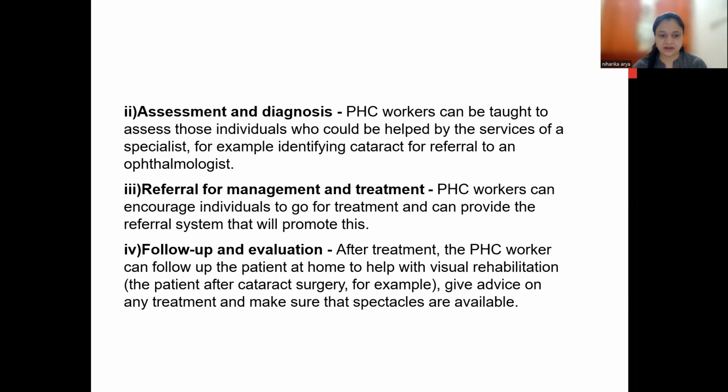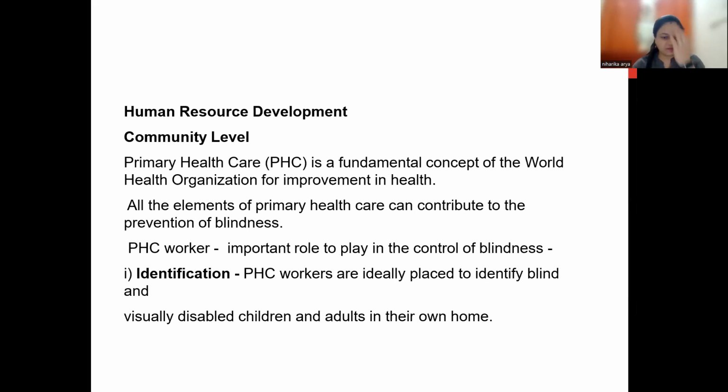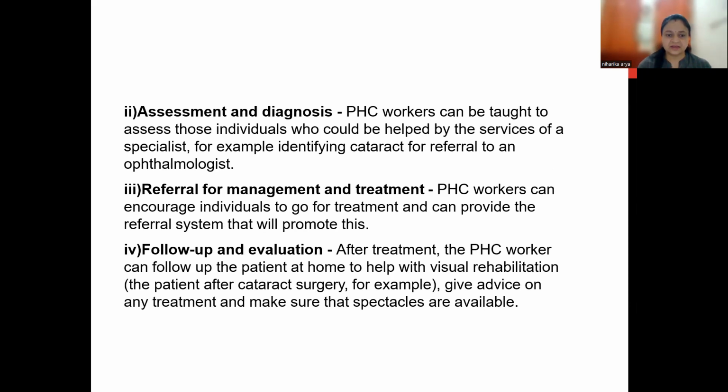Third, referral for management and treatment. PHC workers can encourage individuals to go for treatment and can provide the referral system that will promote this. Fourth is follow-up and evaluation. After treatment, the PHC workers can follow up the patients at home to help with visual rehabilitation, for example, after cataract surgery, giving advice on any treatment and making sure that spectacles are available. So the PHC workers at the community level will do identification, then assessment and diagnosis, then referral for management and treatment, then follow-up and evaluation.